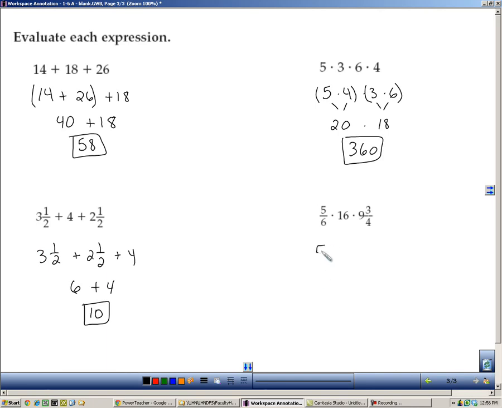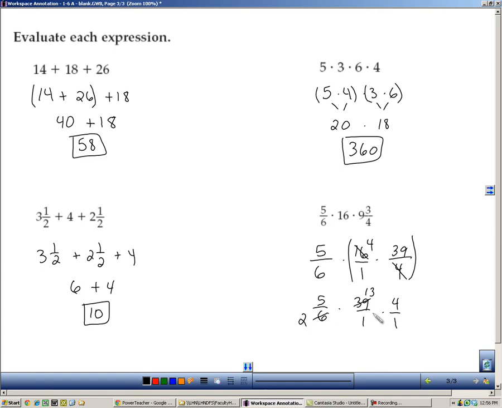Last one here, I like to change mixed fractions into improper fractions. So 9 times 4 is 36, plus 3 is 39 over 4, and then I like to turn the 16 into 16 over 1. Now I'm going to associate these last two because I can use cross-canceling. 4 goes into 4 once and into 16 4 times. So I end up with 5 over 6 times, now I'm going to change this to 39 over 1 times 4 over 1. And the reason I do that is because now I want to cancel the 6 and the 39. 3 goes into 6 twice and into 39 13 times.